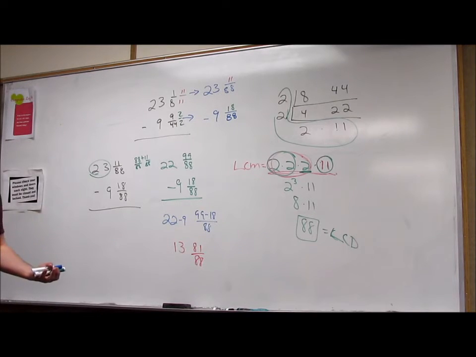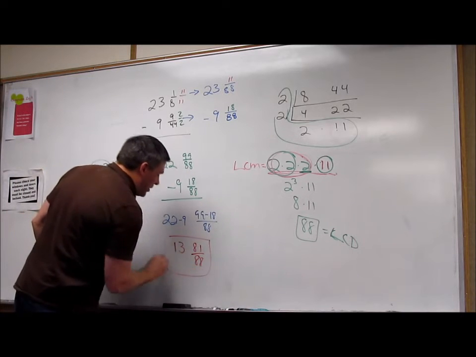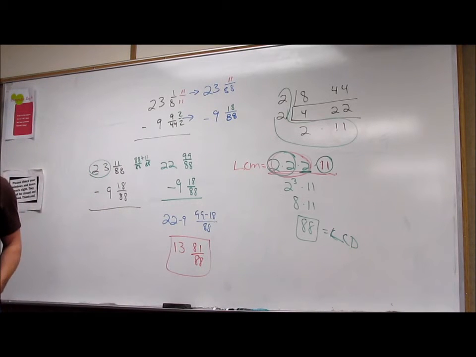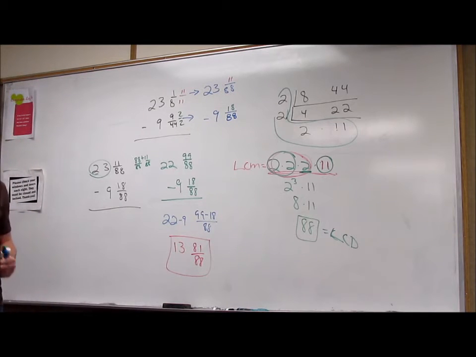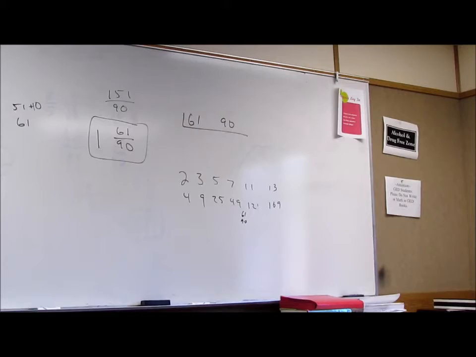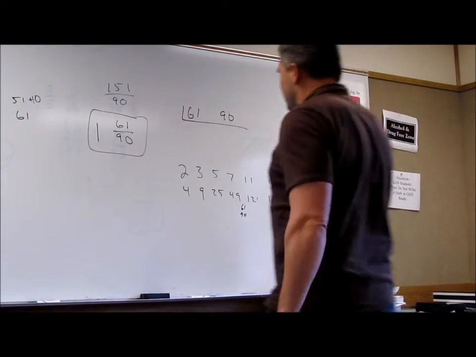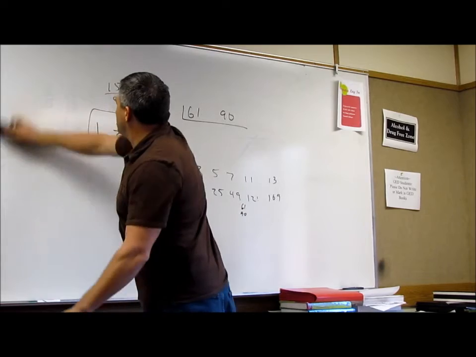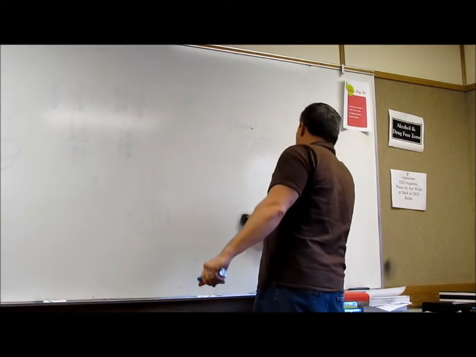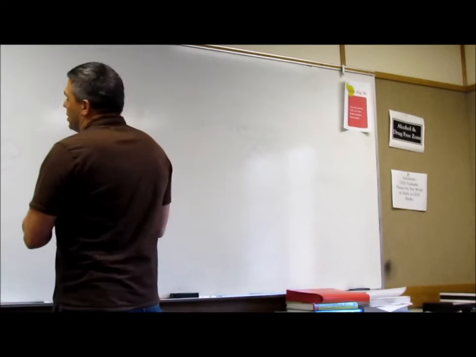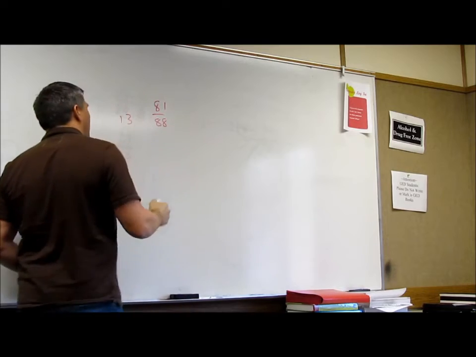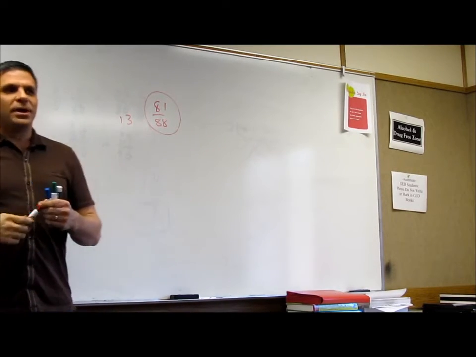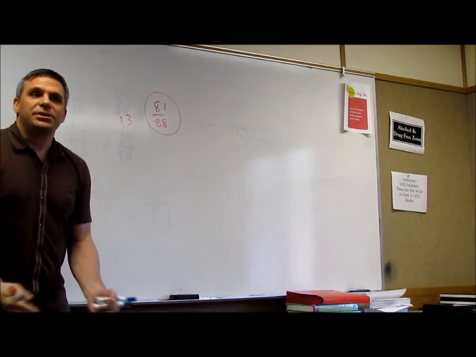But am I done? I mean, hey, you're almost done. You might even be done. But you have to make sure of something. And I'm going to take it to another board so I don't mess up. That something is, I need to make sure that I've got 13 and 81 over 88. What I really need to make sure of is 81 over 88, is that reduced?